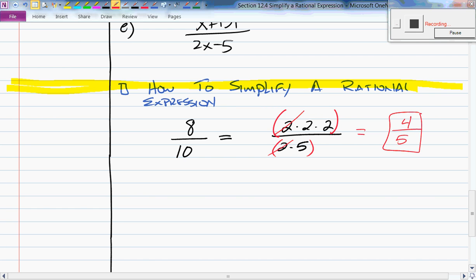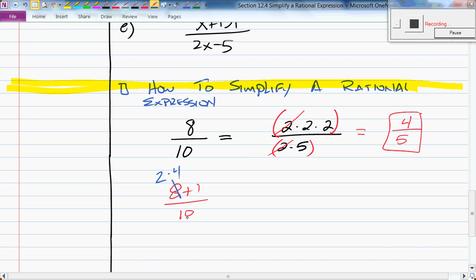Okay? You want to know the mistake everybody makes? They forget sometimes that you can only cancel if you're multiplying, not when you're adding. So as an example, if I had 8 plus 1 over 10, could I do this?